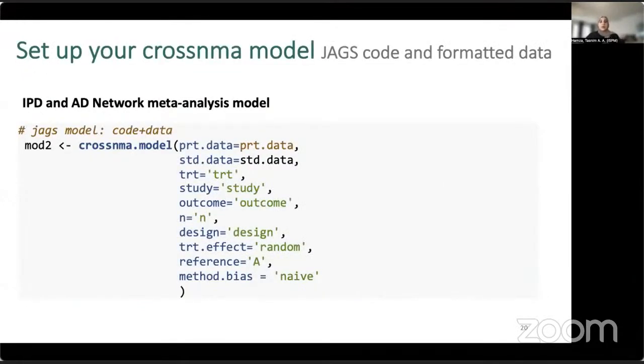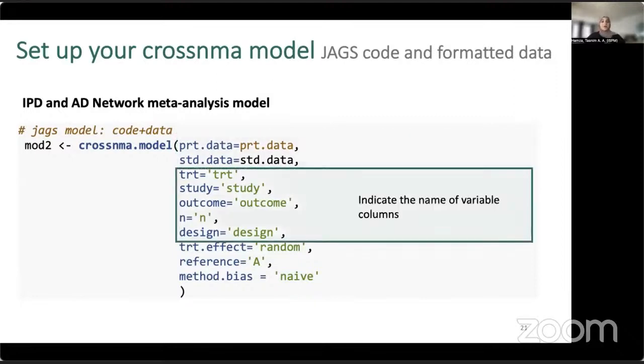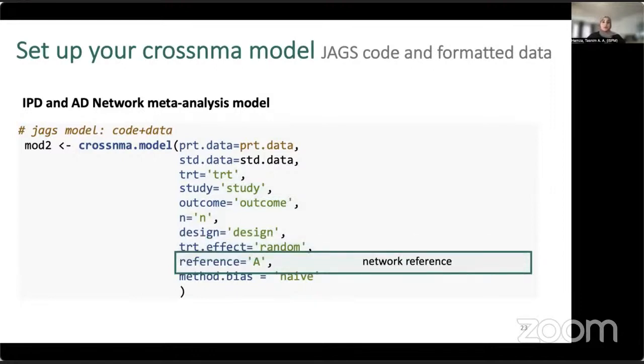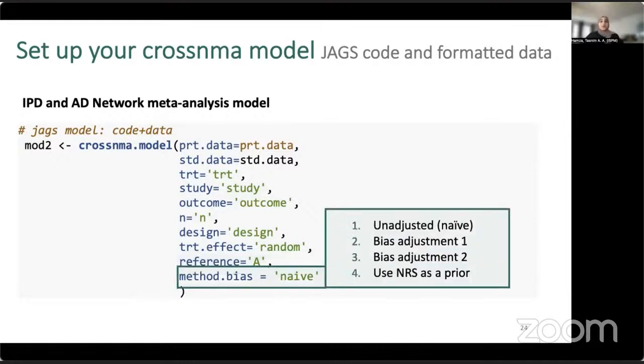Combining these together in a crossnma model, first of all, you need to indicate the name of your individual participant data and aggregate data. You need then to indicate the column names of these variables. And you then choose which model to be used to combine treatment effects across studies, either random or common effects model. You set the reference treatment. In this example, relative treatment effects will be evaluated versus A. And finally, you indicate which approach you would use to combine observational and clinical data. Here goes one of these 4 approaches that I talked about before.